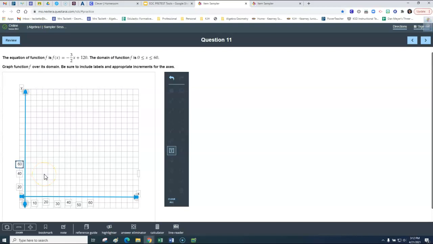This is 60, 70 and 80. So we're going to click on there, click on it again, and come back and do 80. And this is 90 and this is 100. So again, click, click, and come over here and put 100, then 110, and then 120. So again, we're going to click, click, and I'm going to put 120. All right, so there we have all of the stuff that we need to put on here.